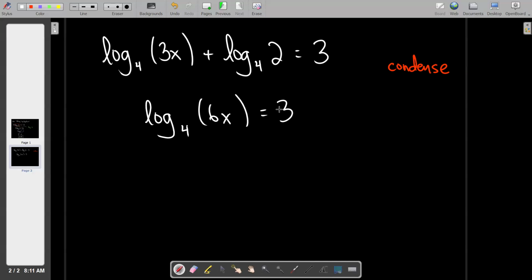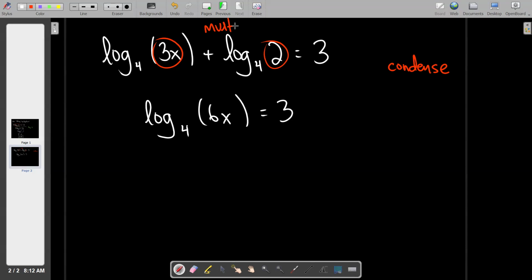Anyone want to guess where I got 6x from? I took the arguments, 3x and 2, and I multiplied them together. So when you condense 2 logarithms with a plus sign in the middle, you condense it into a single logarithm where the new argument is the product of the old arguments. And just like that, we've morphed it into a problem that would have been on the left side of my note card because now it's 1 log. And don't worry, you get to practice because we have 5 to go after this.